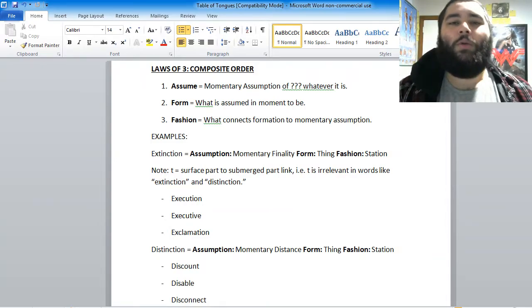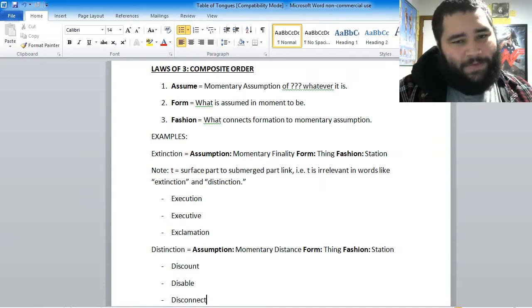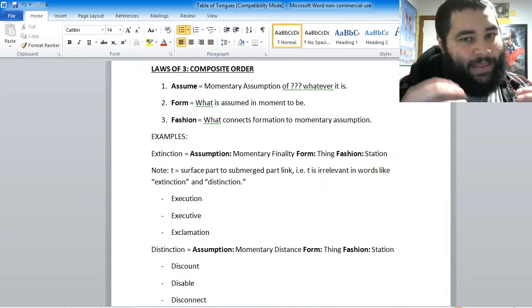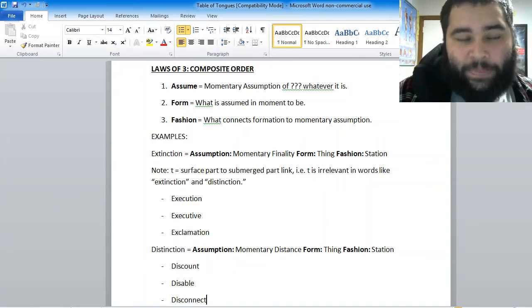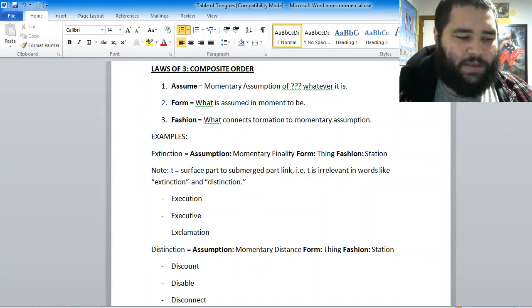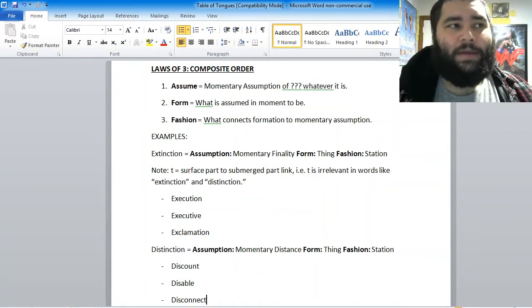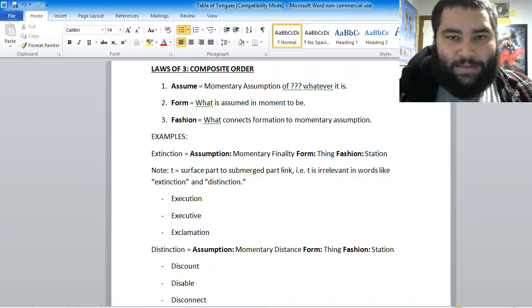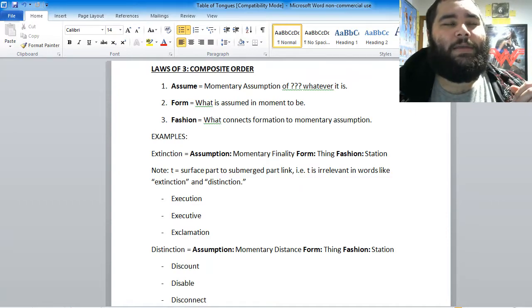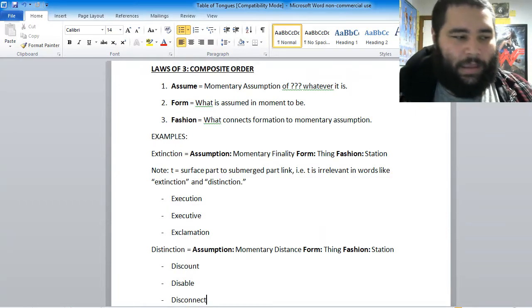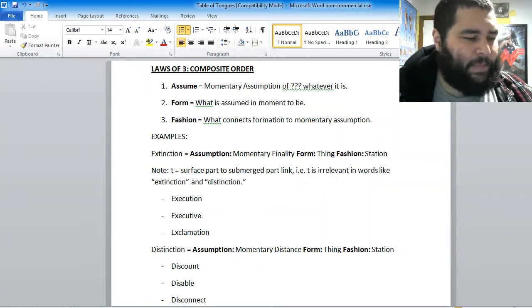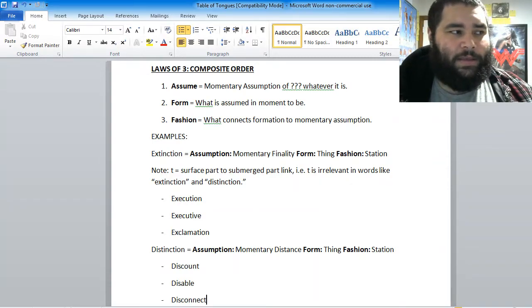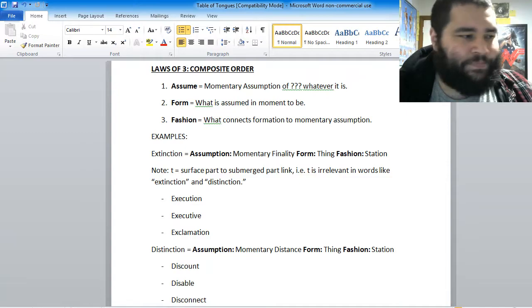So when you look at words, think of the assumption, think of the form, think of the fashion, and break it down, and then you're going to understand what that word actually means. There's a lot of people, they jump to the conclusion that the word is just what it means in the dictionary, what it says in the dictionary. This is a very surface impression of what a word means. It's a very ignorant impression. The reality is that words keep evolving throughout time.